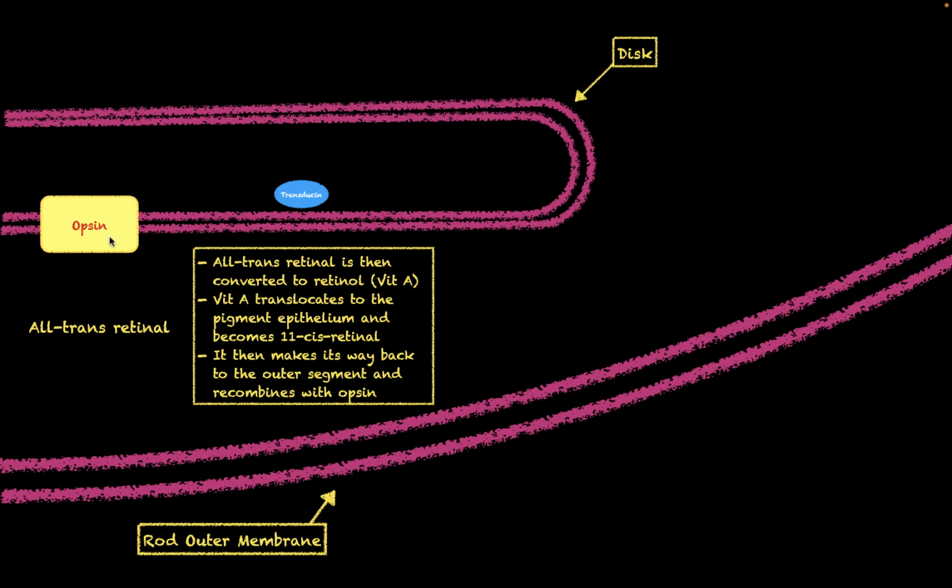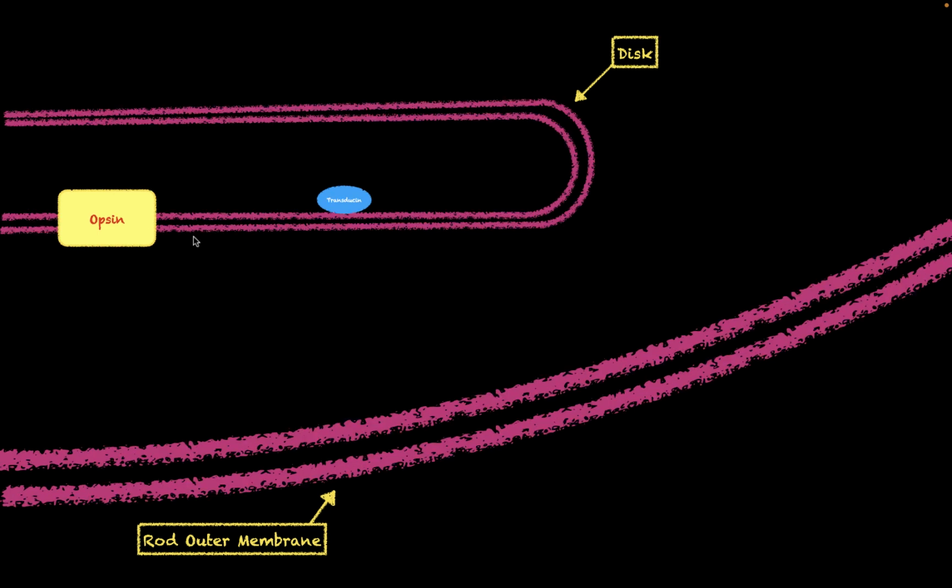And bleaching is going to be the separation of metarhodopsin II and all-trans retinal. And it basically makes the protein unresponsive to light. So in other words, it's unresponsive to light. It can't really respond to any photons coming in. So now let's talk about the rest of the pathway.